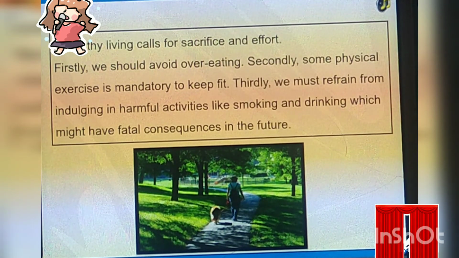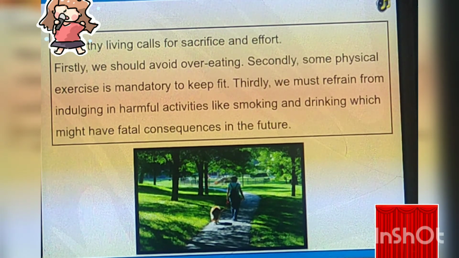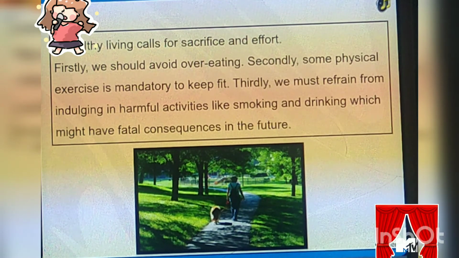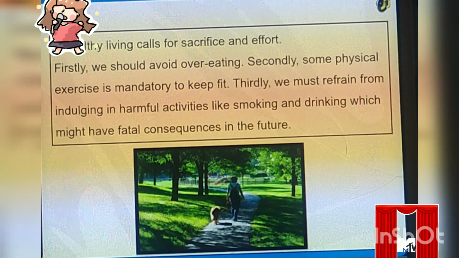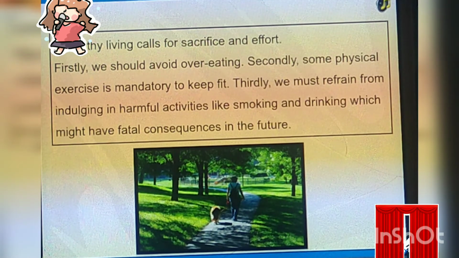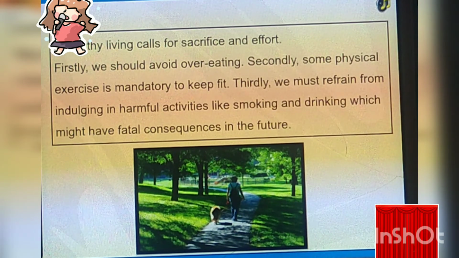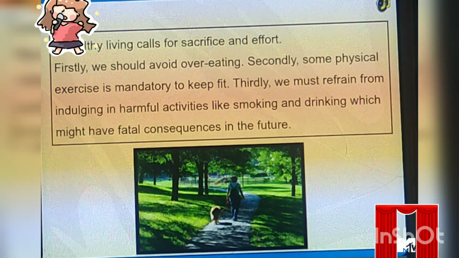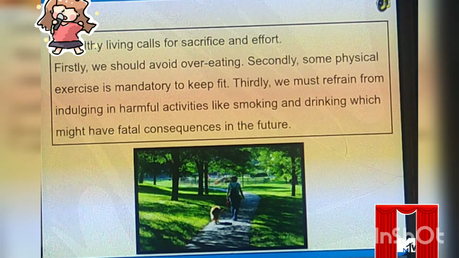A healthy living calls for sacrifice and effort. Firstly, we should avoid overeating. Yes, never overeat, children. You often do that in your mess, isn't it? So don't do that. Secondly, some physical exercise is mandatory, means compulsory to keep fit. Thirdly, we must refrain from, means keep away from, don't do that, indulging in harmful activities like smoking and drinking, which might have fatal consequences in the future. Fatal consequences, your healthy lifestyle will be affected, your health will be affected.